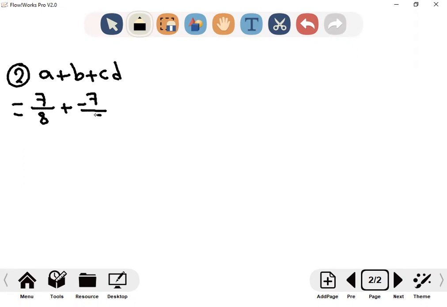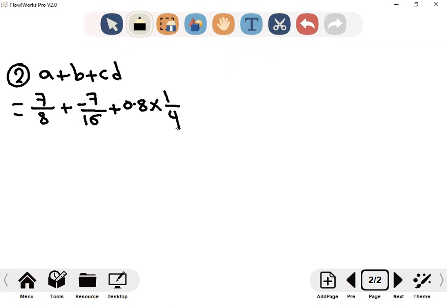Negative 7 over plus CD, what does it mean? CD means C multiply D. How much is C? 0.8. Multiply D. How much is D? 1 over 4.